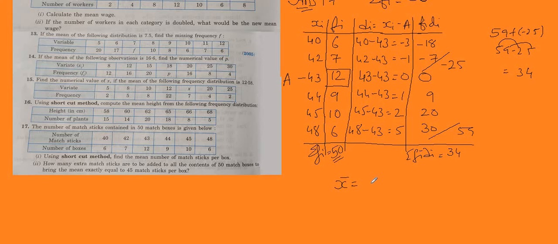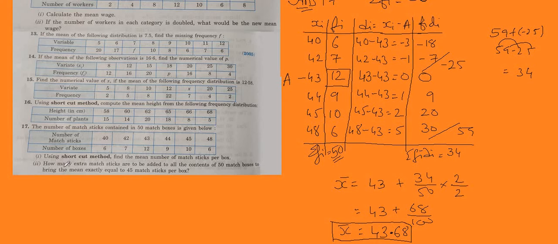So x bar is equal to, what is our A? 43 plus 34 upon 50. Multiply the denominator and numerator by 2. You get 43 plus 68 upon 100. So that comes up to 43.68 as my answer. So x bar is 43.68. I hope you understood this one, but they are asking a second question also.